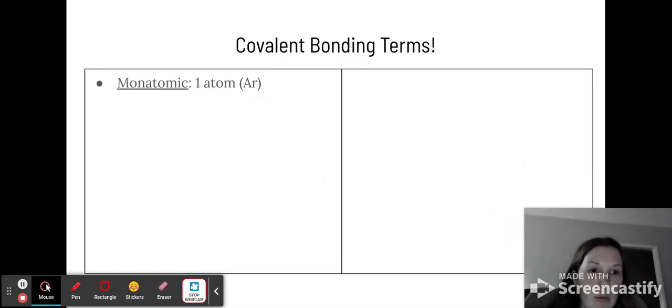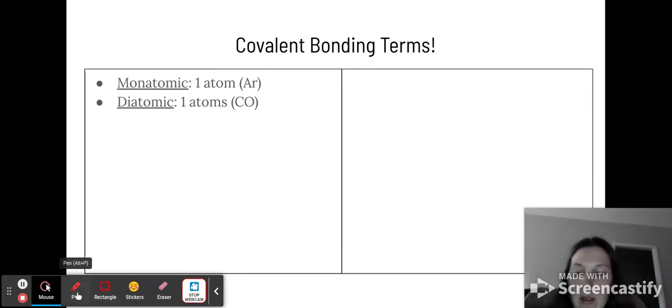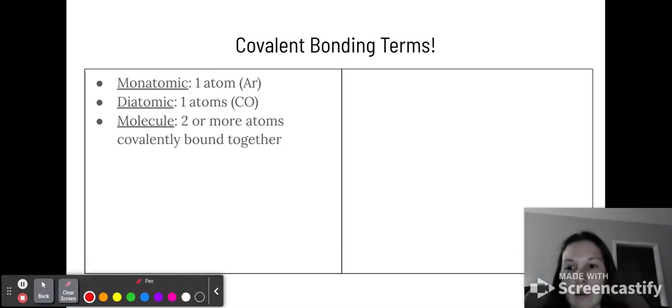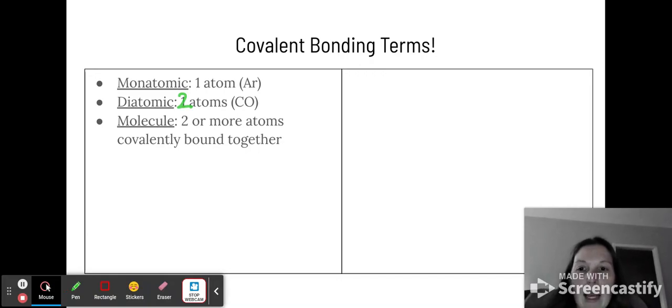So a couple terms we need to know before we get too far into this are monatomic. Remember the prefix mono means one, atomic atom, so one atom, and there's an example. We have diatomic, which means two. This should say two. Okay. And it says that a molecule is two or more atoms that are covalently bound together.